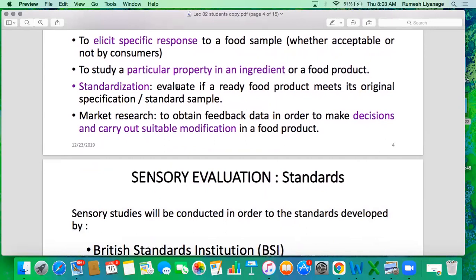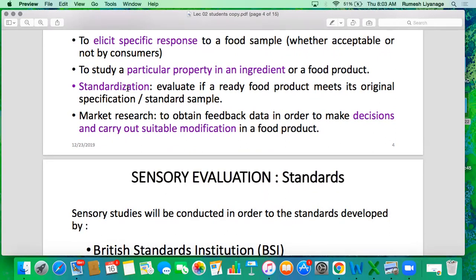To study a particular property in an ingredient or a food product. It means, as we discussed earlier, when we are using different raw materials together to develop a food product, there are some effects as a result of the different ingredients. So we can study the effect of each ingredient.